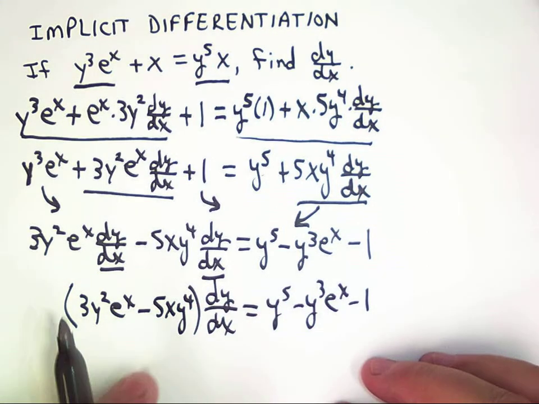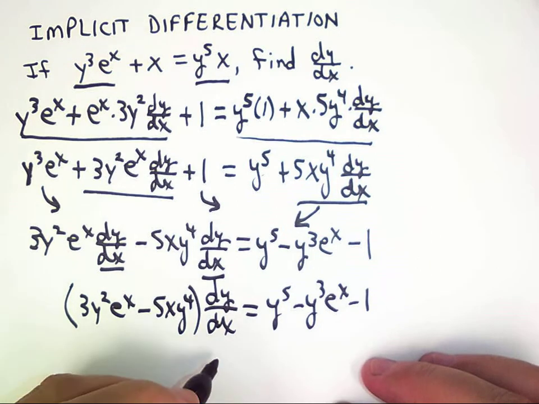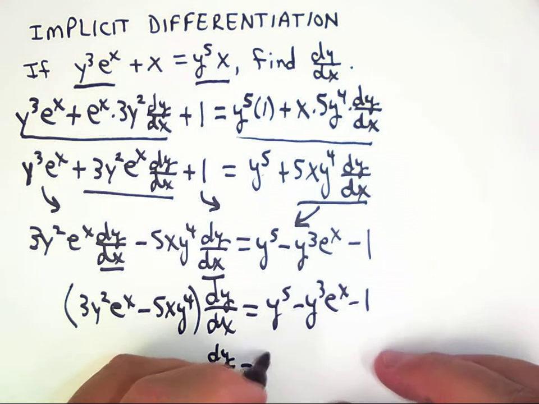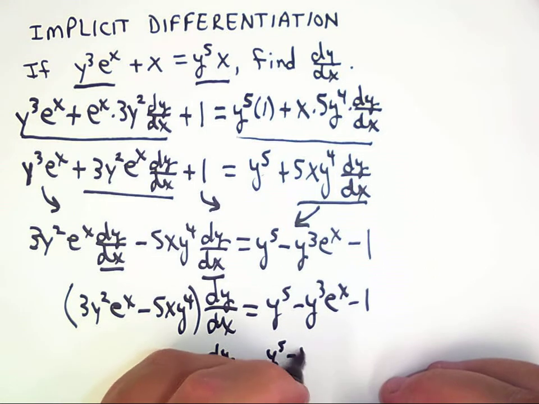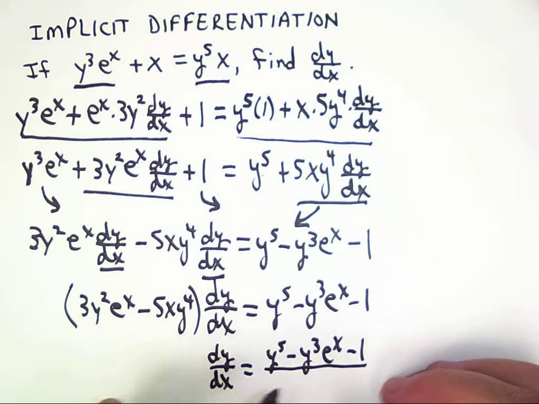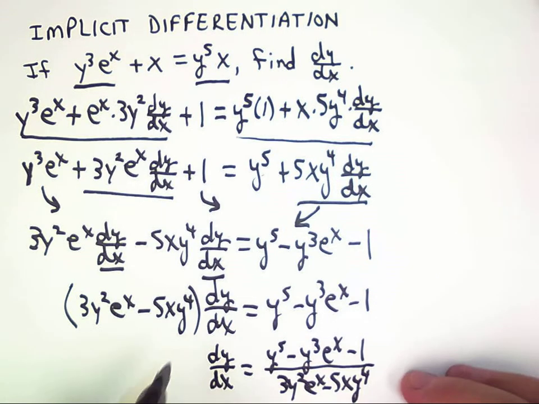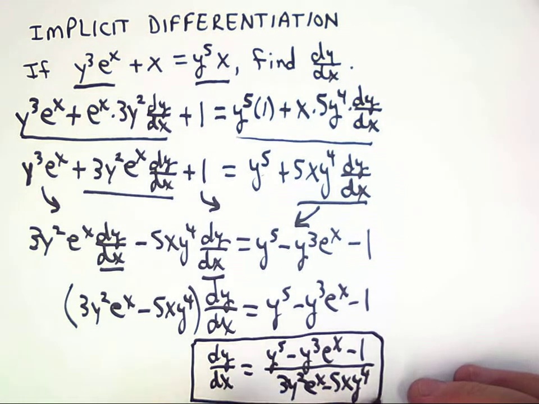Now all we need to do is divide both sides by this factor over here, and we'll have dy over dx. So dy over dx is equal to y to the fifth minus y to the third times e to the x minus 1 all over 3y squared e to the x minus 5xy to the fourth. And there is dy over dx for that problem.